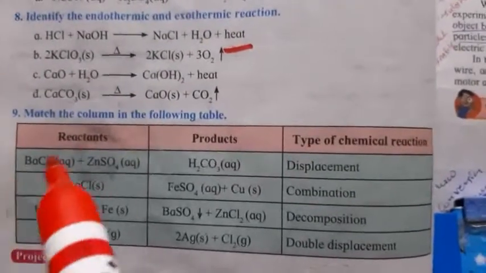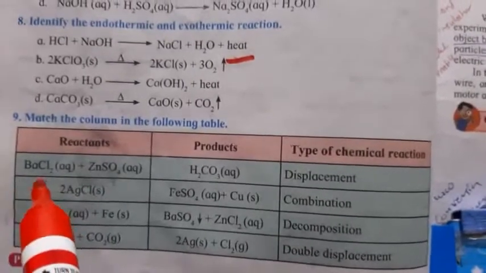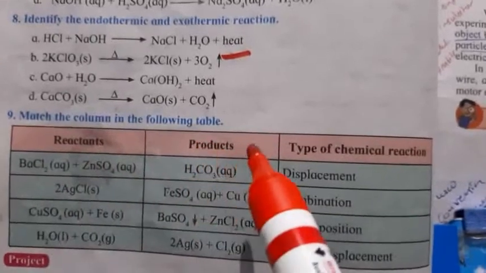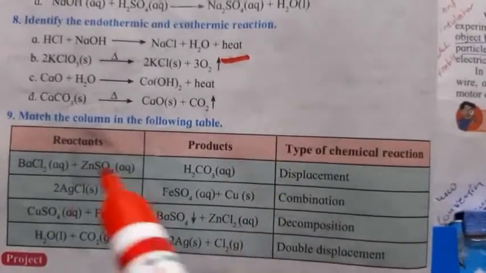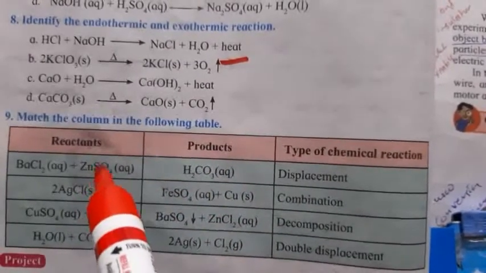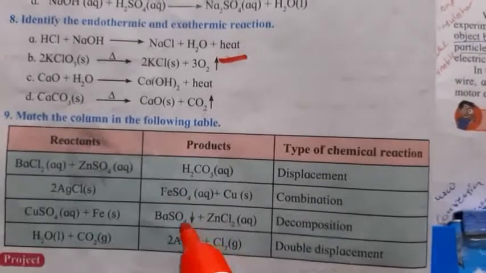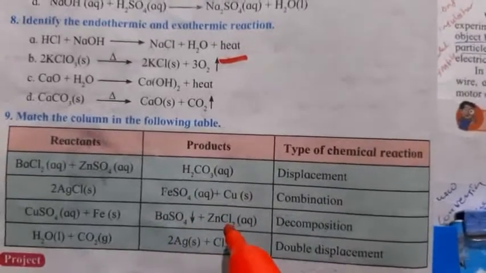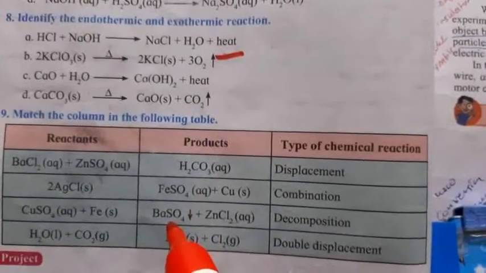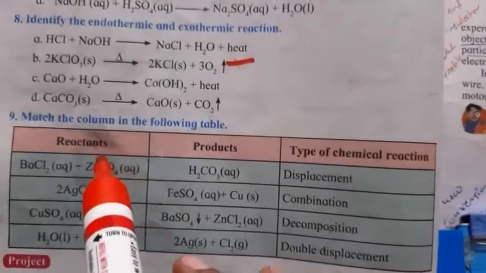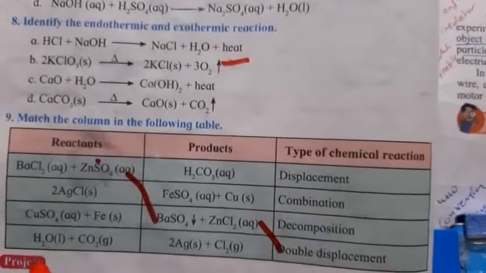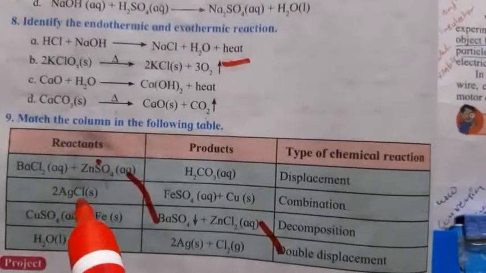Next is match the columns. BaCl2 plus ZnSO4, these are the reactants. So from this we have to identify the products. These elements are available in this reaction. So the products are BaSO4 and ZnCl2. Here if you see, displacement has taken place 2 times. That's why this is double displacement. So this is double displacement.